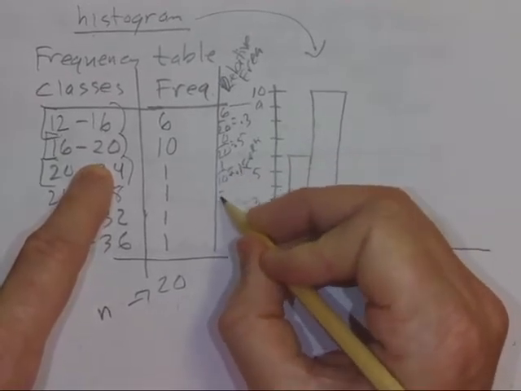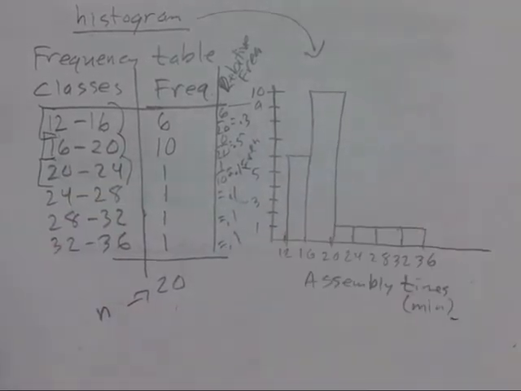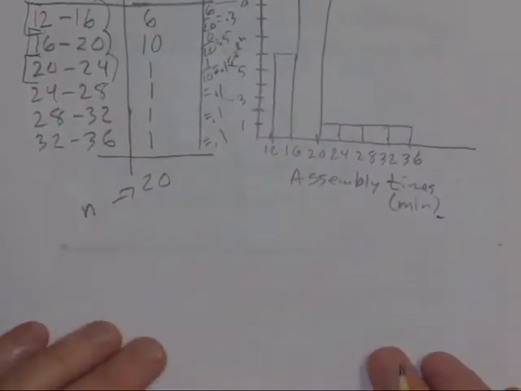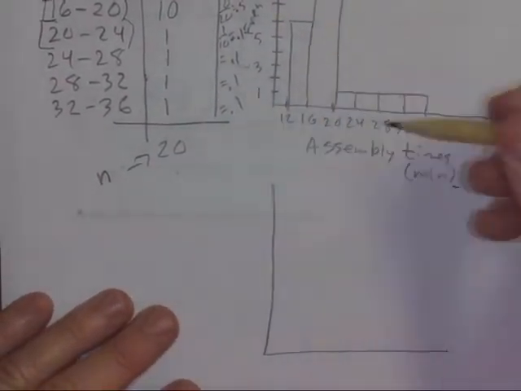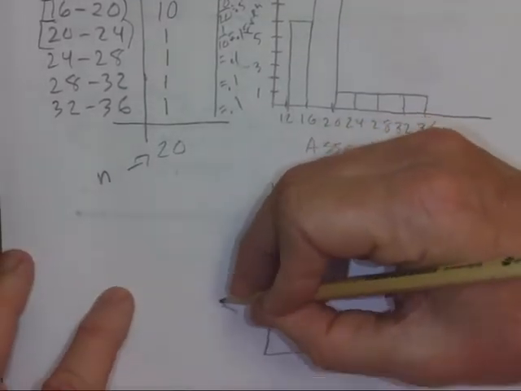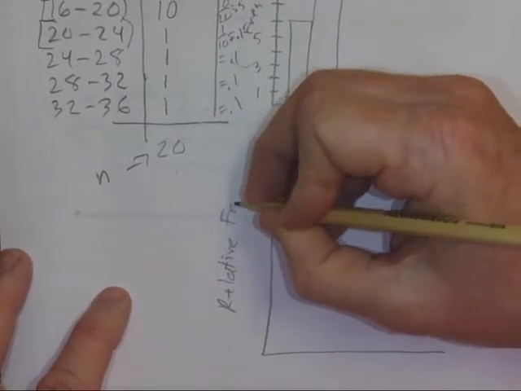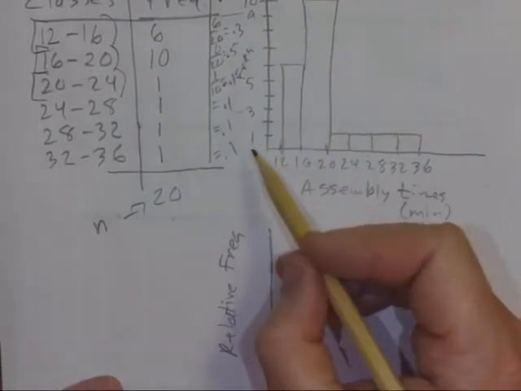So relative frequency just means make proportions out of them. Just divide by your number of numbers. And then the histogram will look exactly the same, except it's in proportion now. So we would call this relative frequency. And it would be our biggest relative frequency.